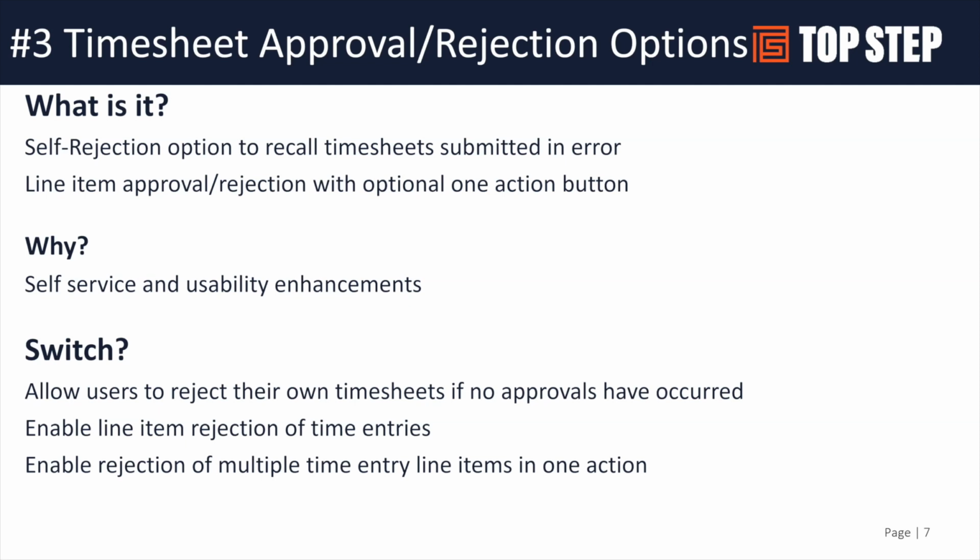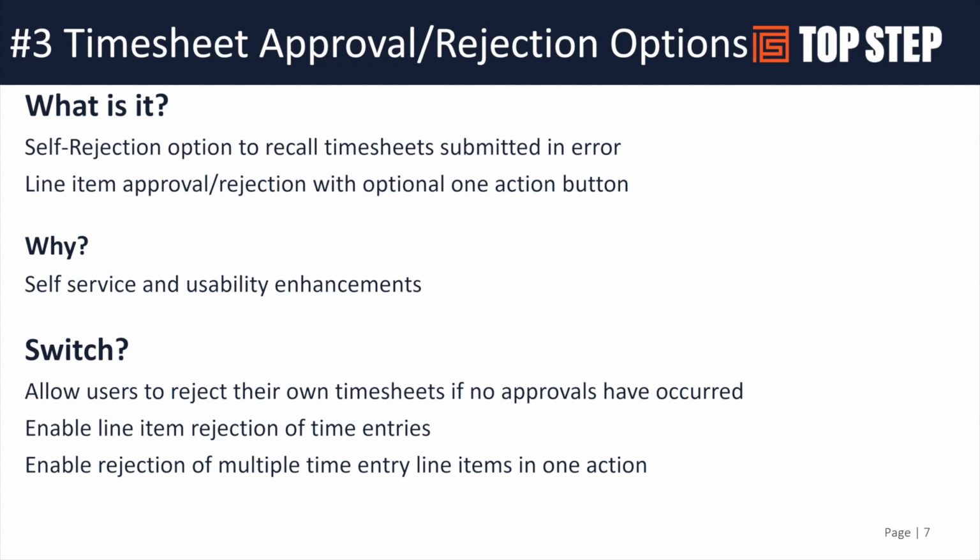The other option I wanted to highlight here is with timesheets, you can also do line item approval and line item rejection. We see this more often with expenses, but it is a good option for timesheets, and allows an approver to say, these are approved, these are not, and you can do those one at a time. There's also a switch that allows you to reject in bulk or approve in bulk at the line level.